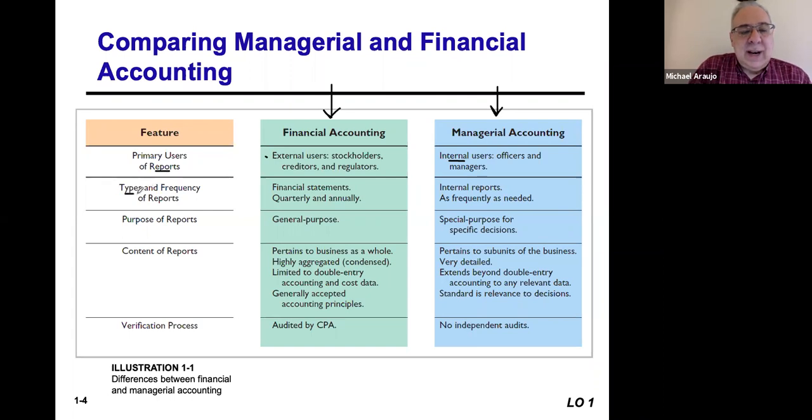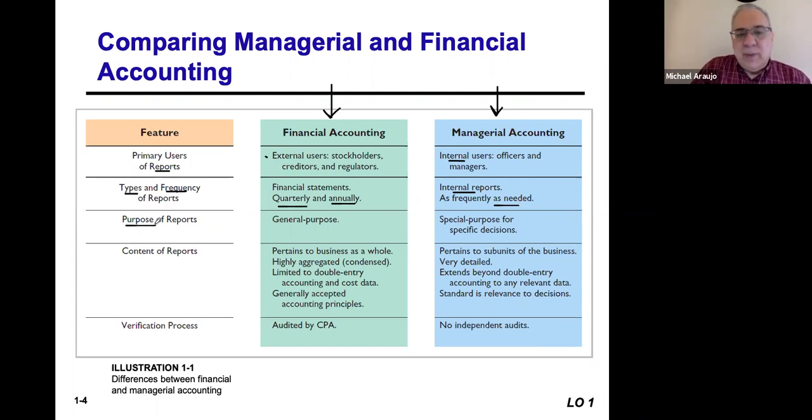In terms of the types and frequency of reports, as you know, in financial accounting, the financial statements like the income statement are done every month, every quarter, and every year. It's almost like clockwork in that regard. In managerial accounting, all these are internal reports done as needed. Okay, so if something comes up and I need information about something today, that's what it's about. So there's no specific frequency to it. It's just an as needed basis.